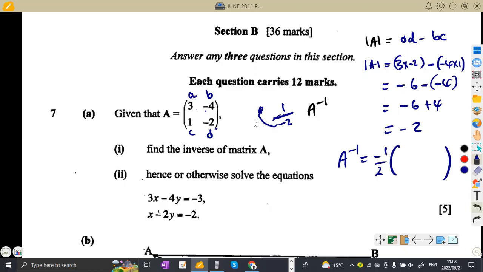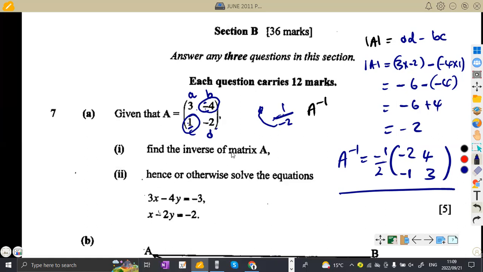And what happens? Remember the numbers in the major diagonal, they interchange their positions. So this will be negative 2, 3. In the minor, you multiply by a minus. So this is minus 4, you multiply by a minus, minus and minus is a plus. Here we multiply by a minus, so it's minus times 1, which is minus 1. Okay, so that is the inverse of A. So I think from this part it's fine.